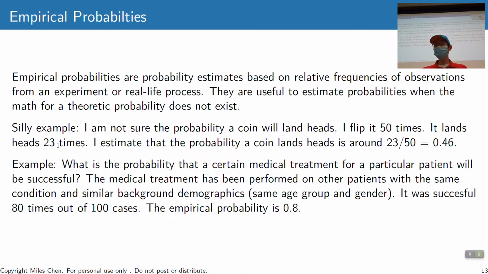On the other hand, an empirical probability is an estimate of a probability, based on the relative frequency of observations from experiments or a real-life process. And we use empirical probabilities to estimate probabilities when the math for a theoretic probability just doesn't exist. Okay? Now, this would be a silly thing to do, but let's say, I don't know.